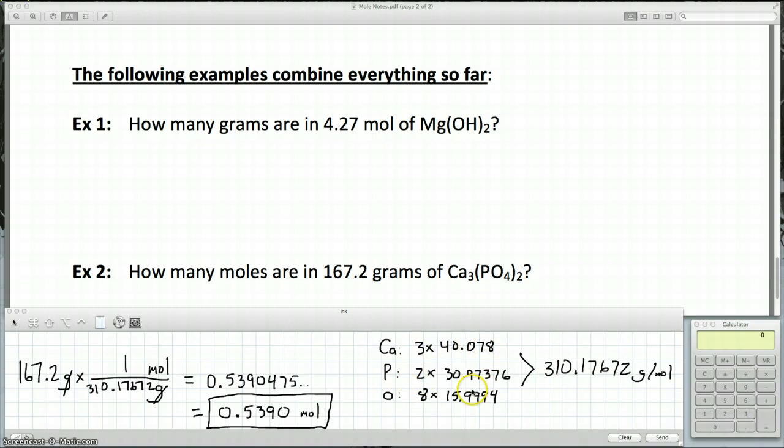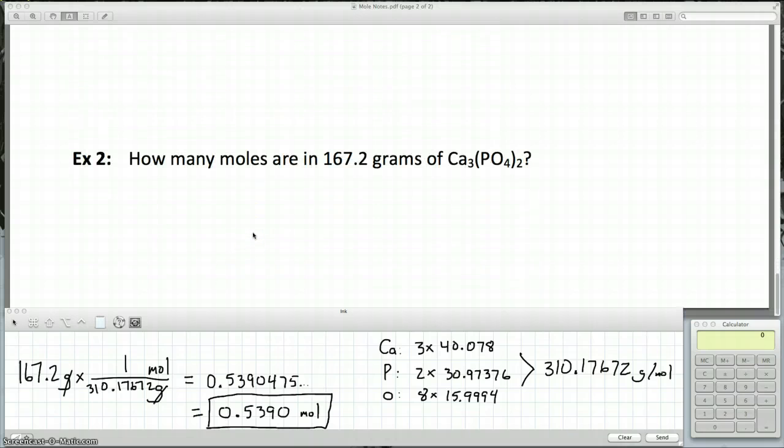You find the red numbers for those. You total them all up. You get 310.17672. That goes in the bottom. You do your math. You do sig figs. You end up with 0.5390 moles. So hopefully you got that. If you did, good job. Again, you will get more practice with this on the practice quiz.